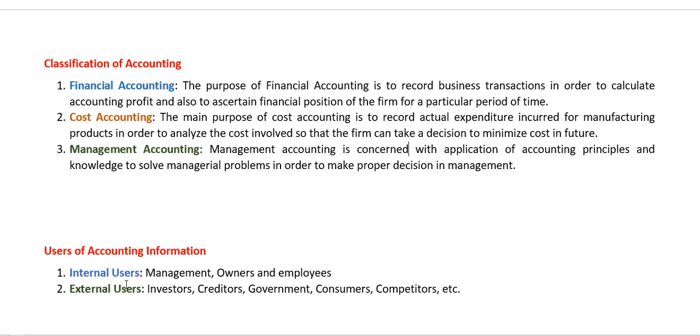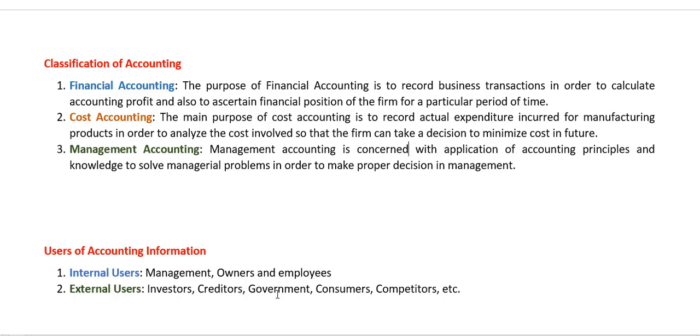The classification is based on whether the user is inside the organization or outside the organization. So external users of accounting information are investors, the people who have invested their money in the business. They could be in the form of debt or in the form of equity shares subscription. The other people interested in the accounting information are creditors, because creditors sell goods to a business on credit, so they have to see the credit worthiness of the business in order to decide whether credit can be extended to them or not.